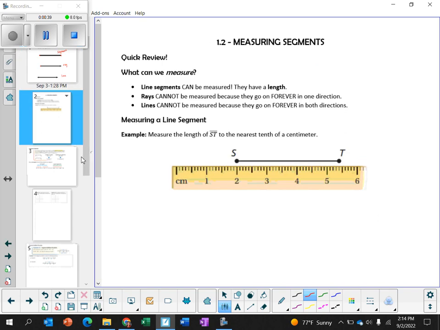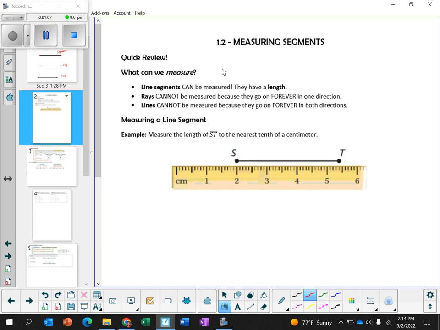So section 1.2 is all about measuring segments. As a refresher again, we talked about things that we couldn't measure. We couldn't measure a line, we couldn't measure a ray, we couldn't measure a plane. So line segments can be measured, right? Because it starts and stops, so it actually has a physical length to it. Rays and lines cannot because they both go forever in at least one direction.